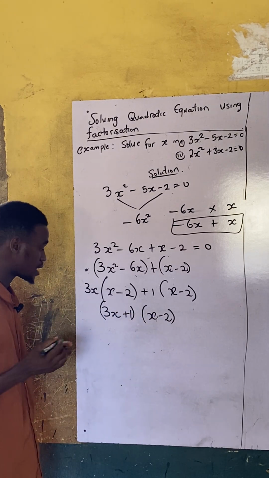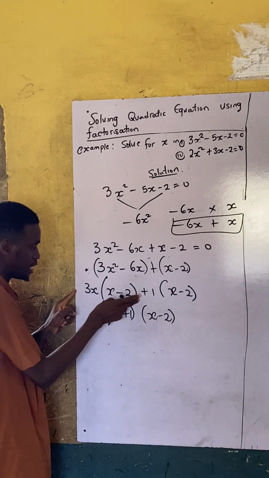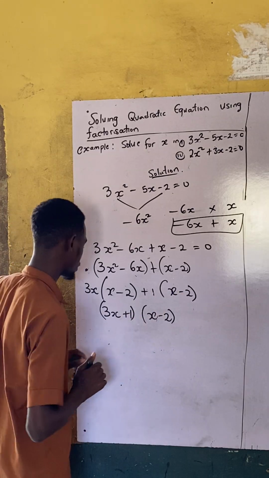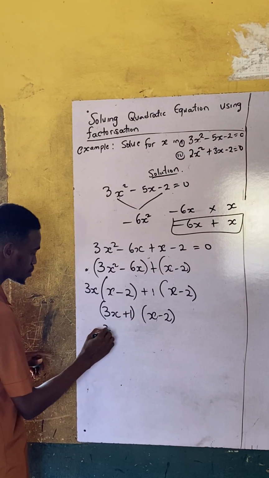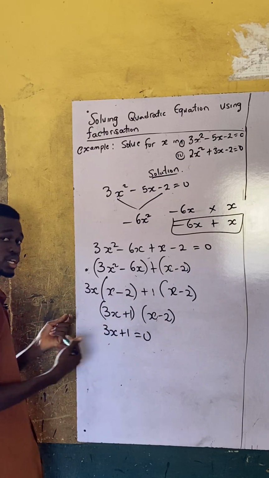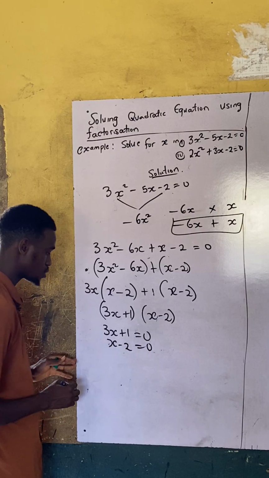Remember that in the last class I said 3x is working for these two. It can multiply these two as this, and this one can multiply this as this. So that's just the scenario. Now, we are going to write 3x plus 1 equals 0. Remember that our answer here equals 0. Then x minus 2 equals 0.